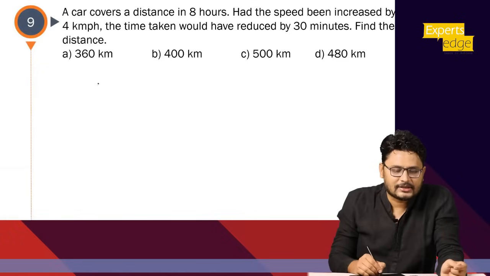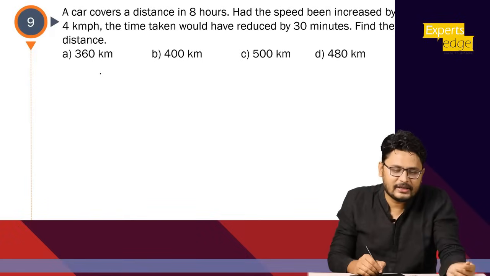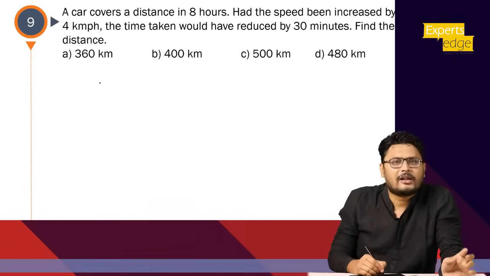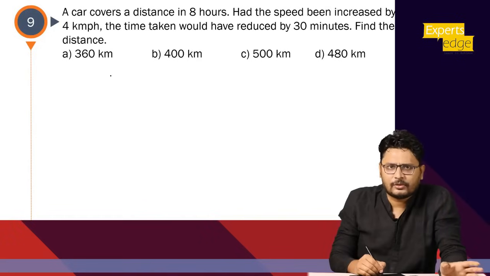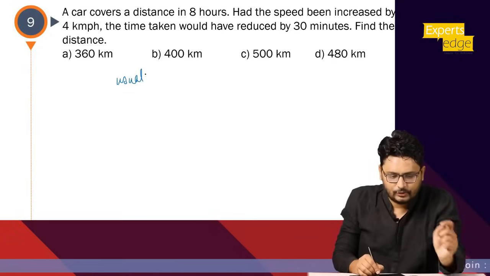Now question number 9, what it says? A car covers a distance in 8 hours. Had its speed increased by 4 km/h, the time would have been reduced by 30 minutes. ठीक है, हर बार जरूरी नहीं हो speed का ही ratio दिया हो, कभी कभी time का भी दिया होगा, जैसे इस case में, but distance is constant, right? Usual and new.